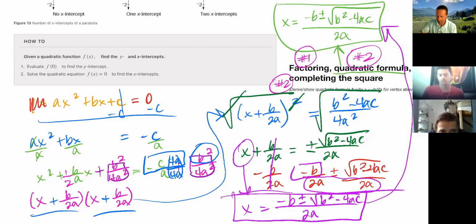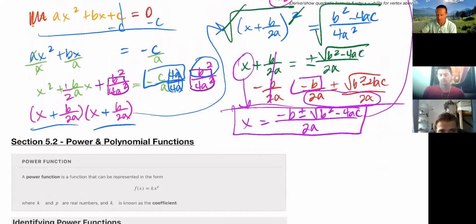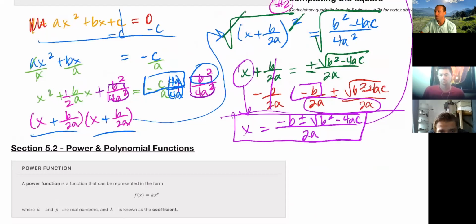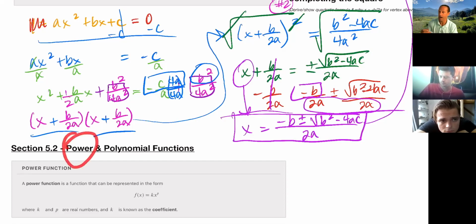All right. Well, then we will move on to the very last section for today, which is 5.2. And that is what are called power and polynomial functions. So remember, we started with x to the first, which was a linear equation. And then we went to x to the second, which was a quadratic, that parabola shape. Well, now we're going to talk about what happens when we have an even higher power.